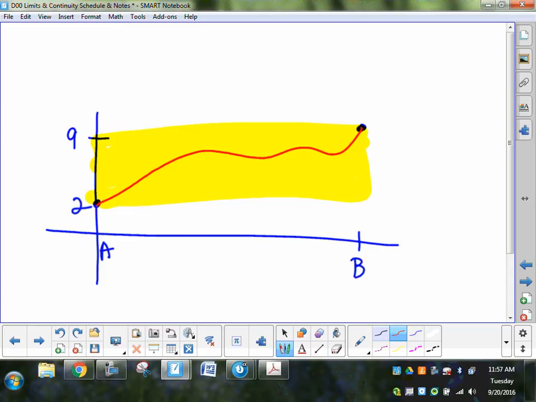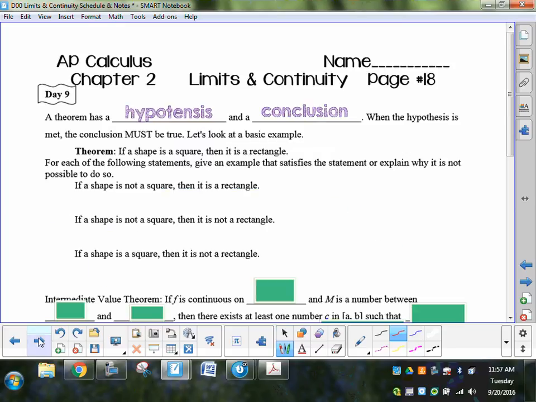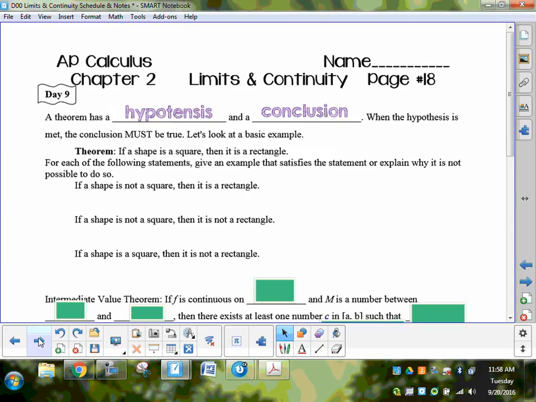Now, we're going to go over, here's our notes for today. We left off on page 18. A theorem has both a hypothesis and a conclusion. Whatever. This isn't AP literature.